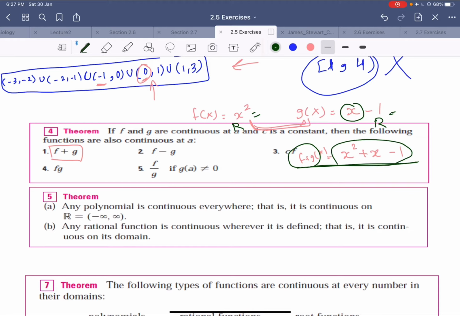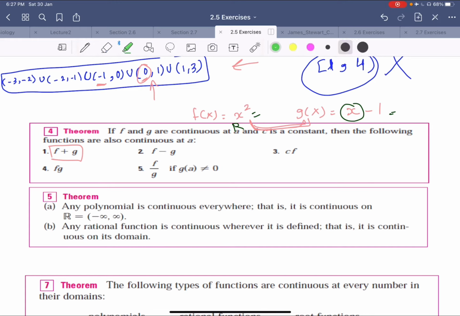f minus g, the same thing. c times f, any constant times f. It means, for example, if we say give me 2 of f, we will multiply the whole f(x) by 2, which will give us 2x squared, and the domain for 2x squared will be R. So it's continuous on R from negative infinity to positive infinity. f times g will be x cubed minus x squared, and the same thing, it will be on R.